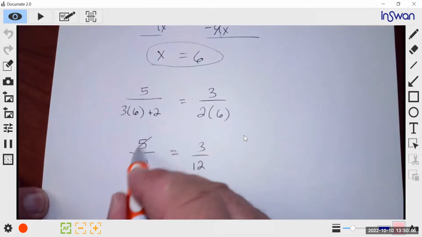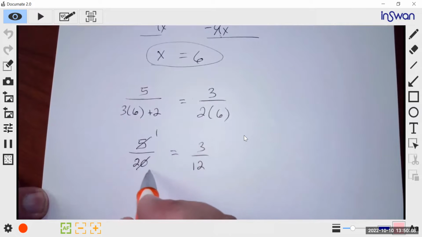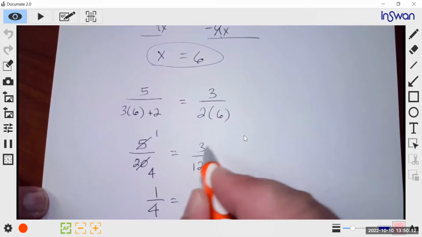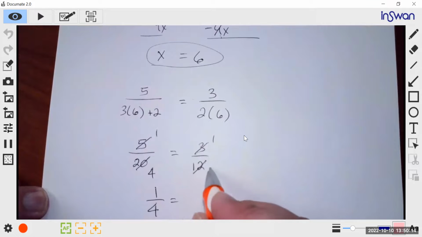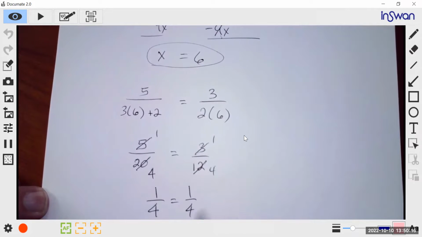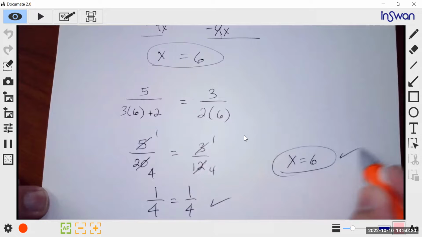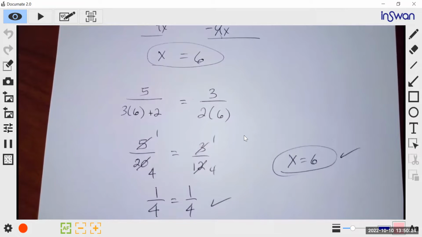All right, now what do we do? Simplify. 5 goes into 5 once. 5 goes into 20 4 times. 3 goes into 3 once. 3 goes into 12 4 times. So x equals 6 is my answer. So that's good. Okay.